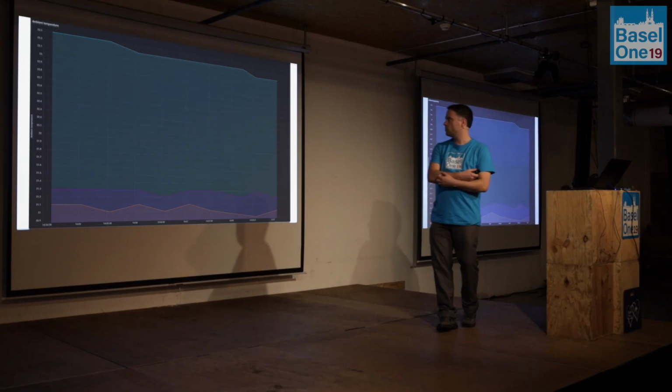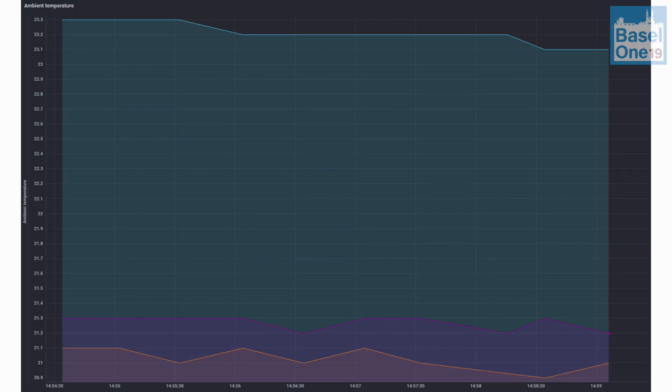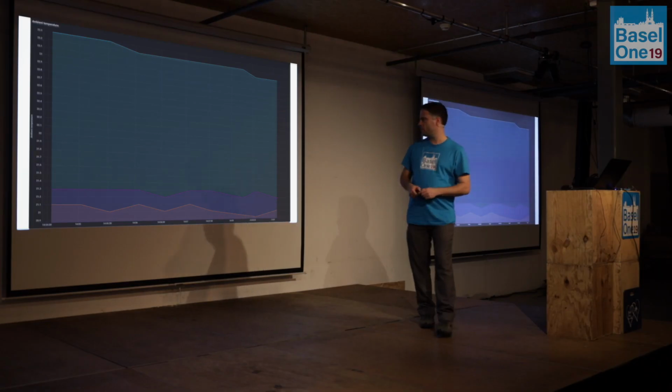Another thing that I found a bit surprising was this ambient temperature. So this is the temperature from the 3 different sensors. Anyone notice something strange in this graph? Or does it look normal to you? It doesn't start at 0.